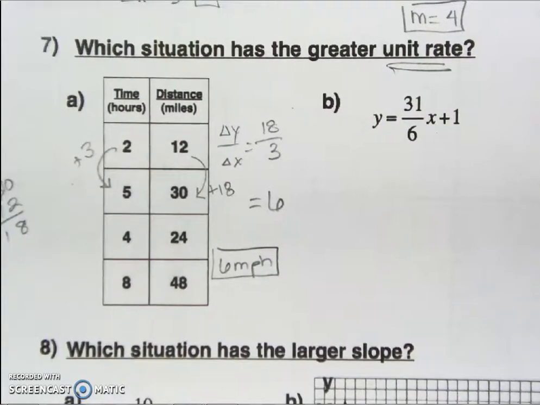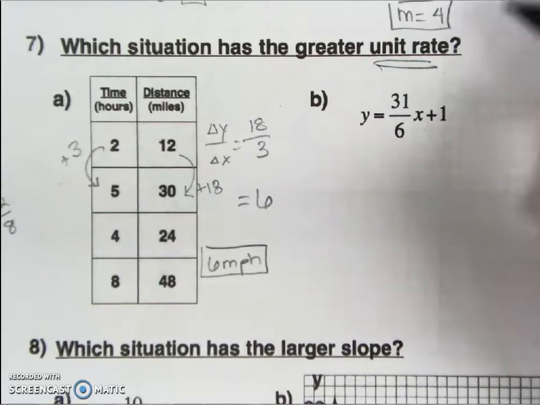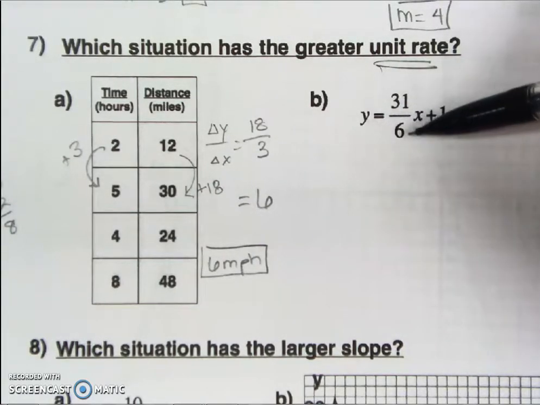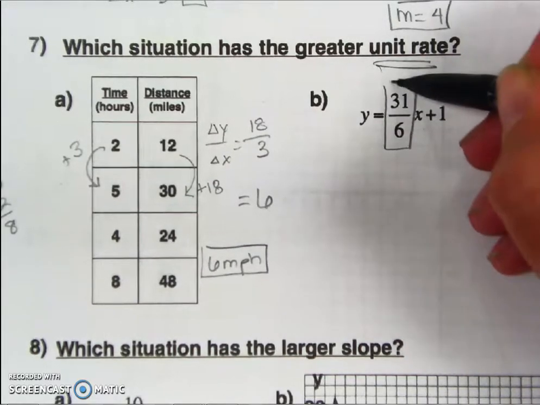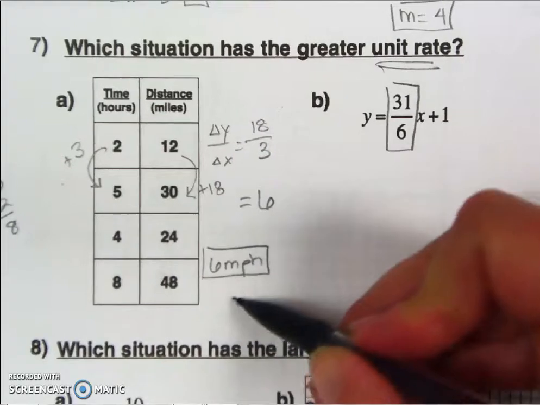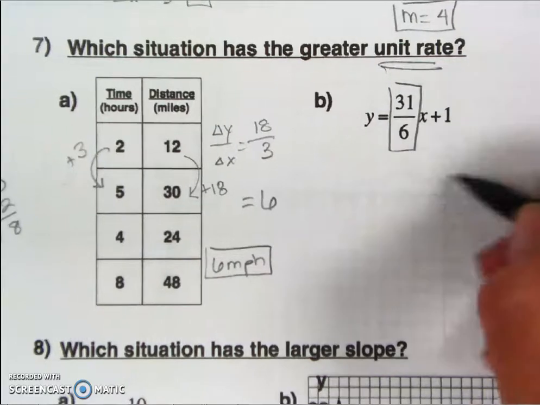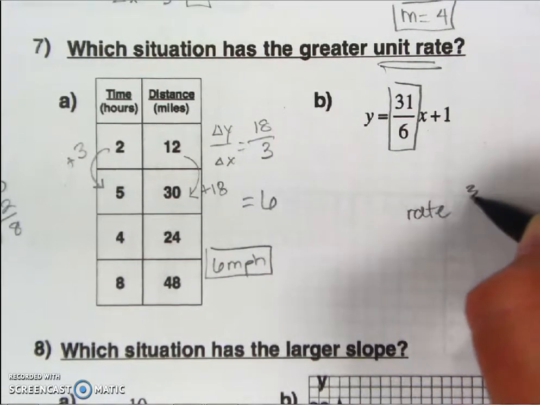Now, what about part B? Well, we want to look for where the rate is. And if you recall, the rate is what's constantly changing. We constantly change things by multiplying them by each x. And so we see the rate is right there in front of the x. And so we need to think, okay, which is larger, 6 or 31/6? So let's rewrite this 31/6. So the rate is 31/6.